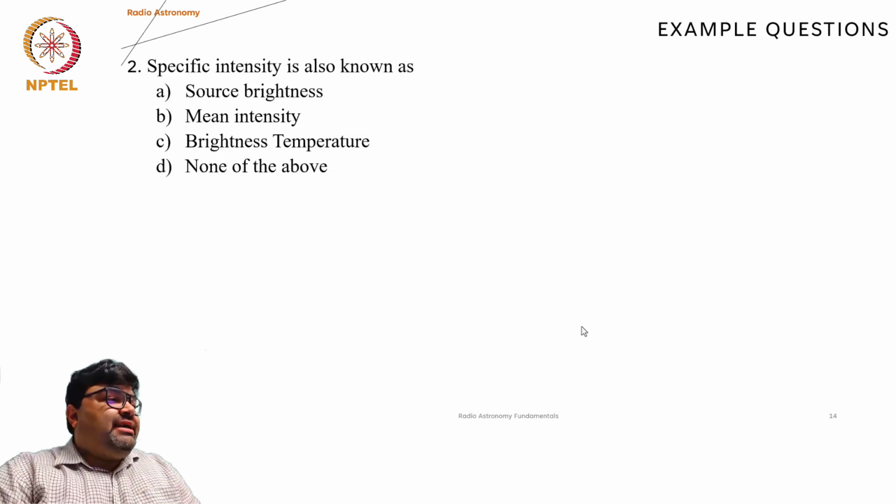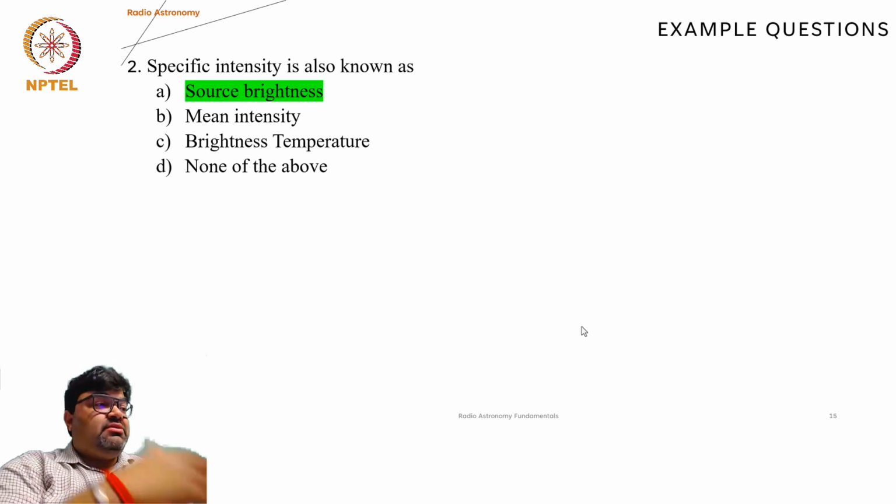Let's try one more. Specific intensity is also known as: source brightness, mean intensity, brightness temperature, none of the above. Specific intensity is also called source brightness by definition.